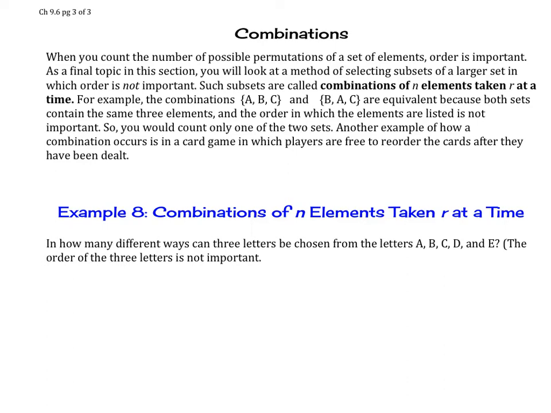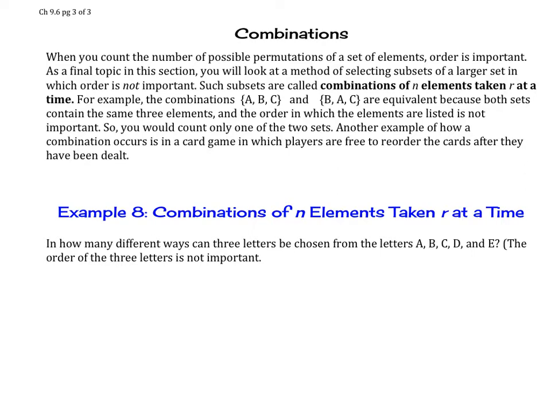Take a look at combinations. When you count the number of possible permutations of a set of elements, order is important. As a final topic in this section, we're going to look at where order is not important. Such subsets are called combinations of n elements taken r at a time.